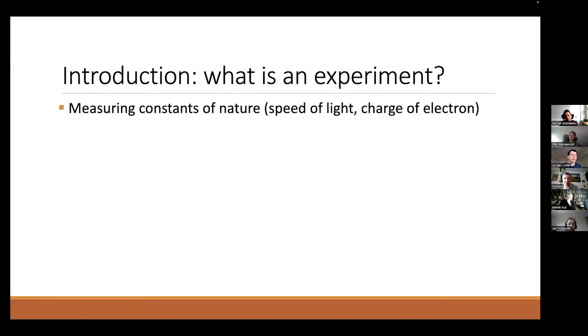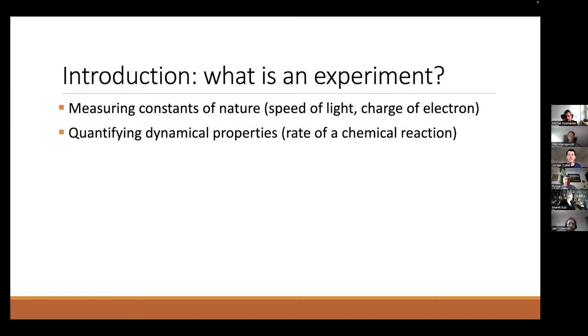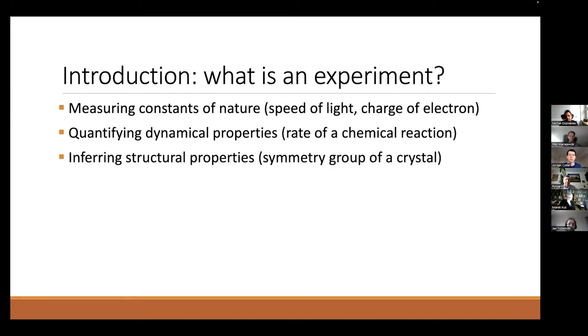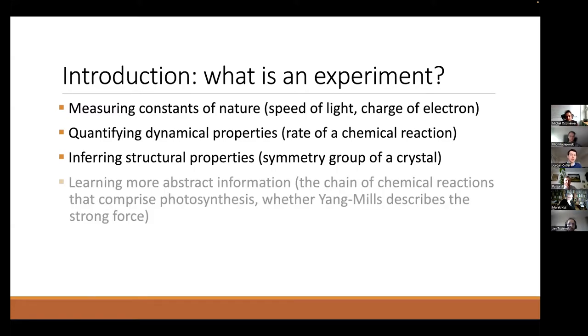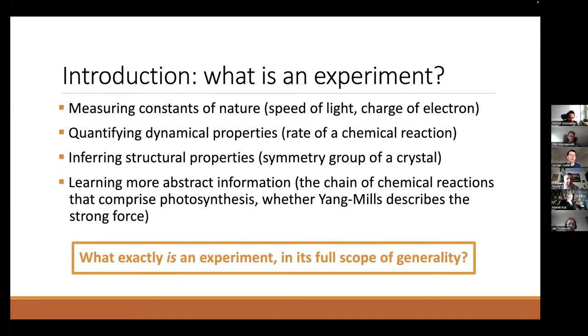Some examples of what we can learn by doing an experiment include measuring constants of nature, such as the speed of light or the charge of an electron, quantifying dynamical properties, such as the rate of a chemical reaction, or inferring structural properties like the symmetry group of a crystal, or learning more abstract information, for instance, the chain of chemical reactions that comprise photosynthesis, or whether Yang-Mills describes the strong force. With the sheer variety of examples in mind and many more that I did not list, it really emphasizes that we should ask, what exactly is an experiment in its full scope of generality?